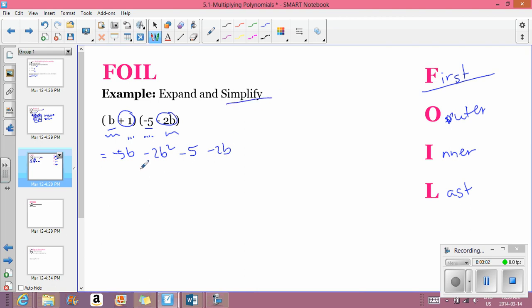And don't forget, always at the end to simplify. So we have this negative 5b and negative 2b. So we have negative 7b minus 2b squared minus 5. Generally, we write these in a descending order. So we write the highest exponent first, so negative 2b squared, and then we work our way down. Negative 7b minus 5. So from expanding this, you take the first, which is here and here, the outer, here and here, inner, here and here, last, here and here. Okay, and so that's the strategy of FOIL. Or you could have put this in a box, and you could have expanded it that way.